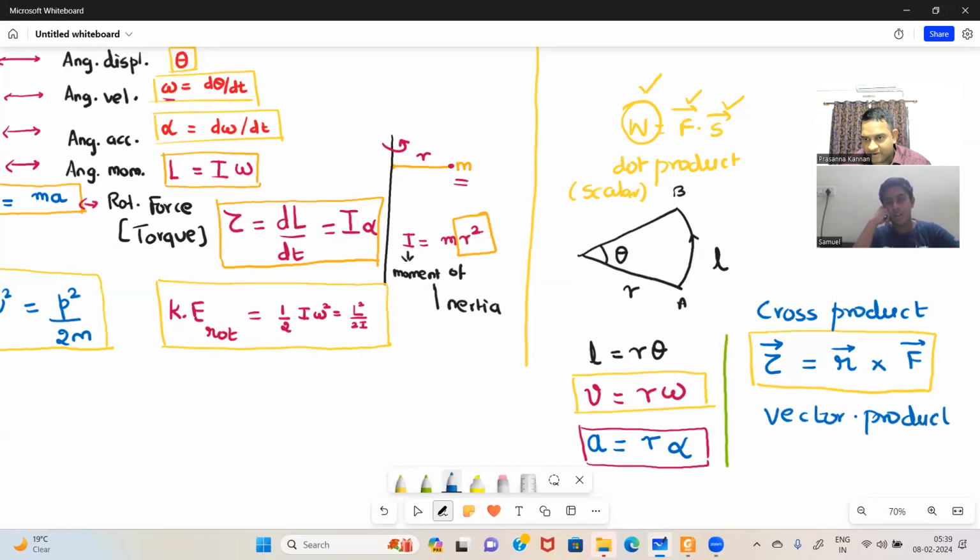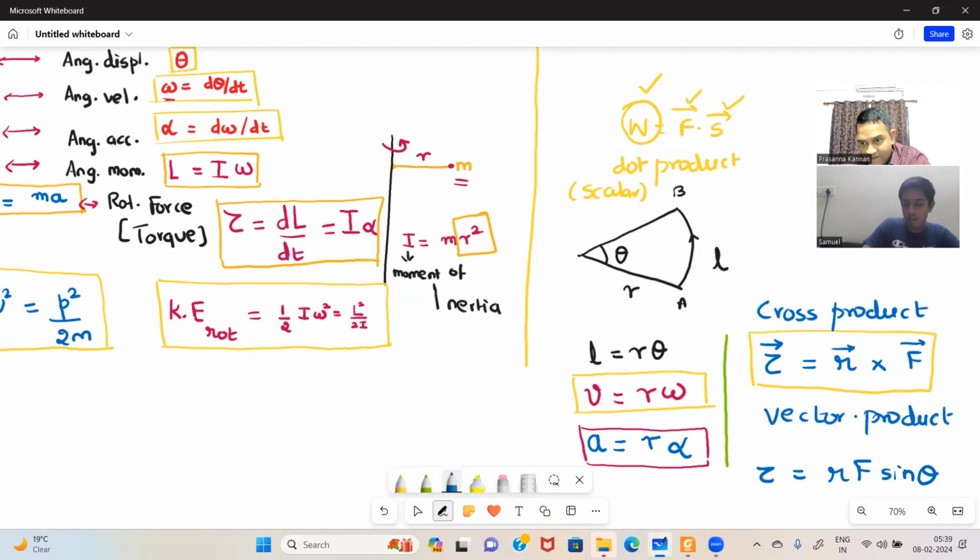So if you take magnitude, what is A vector cross B vector? Do you remember? What was A vector dot B vector? AB cos theta. What is A vector cross B vector? AB sin theta, right? So here, when I do the vector product, it becomes RF sin theta. Is that clear?